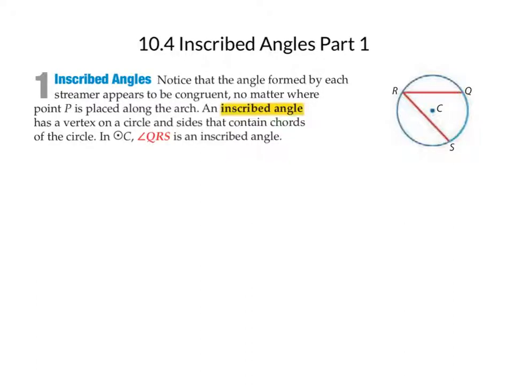An inscribed angle looks like this angle right here. It has the vertex on the circle, so the vertex is R. It's touching the circle, it's on the circle. And then the two endpoints of the angle are also on the circle. So S and Q are also on the circle. That is an inscribed angle. It's an angle which is in the circle.